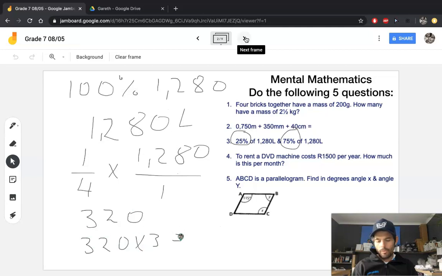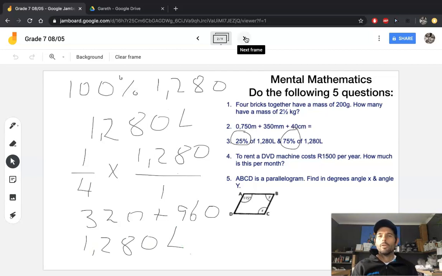And that's going to give me 960. And then if I add 320 plus 960, that's going to give me my total of 1,280 milliliters, which is 1,280 liters. Okay, so if you didn't recognize that 25% plus 75% is 100%, which is a whole, then you could have worked out a quarter, 320, then recognize that 3 quarters is just 320 multiplied by 3, added the 2 amounts together, and you would have got 1,280 liters or 1,280 milliliters.